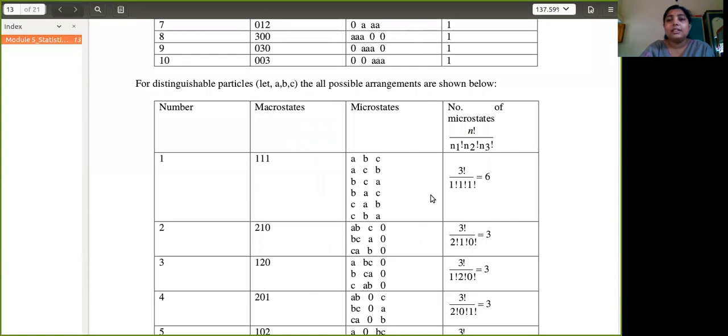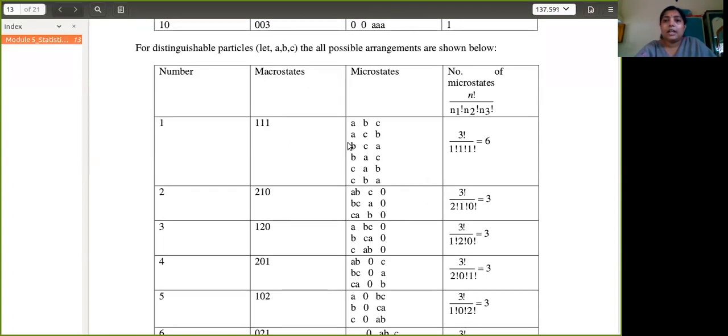So we have three cells and there are three particles, namely A, B, and C. I have named them differently because the particles are distinguishable. Now let us discuss the microstates and macrostates. First, the macrostates. The first macrostate is defined by 1, 1, 1. That means there will be one particle in each of the cells. Cell 1, cell 2, cell 3, all of them have one particle each.